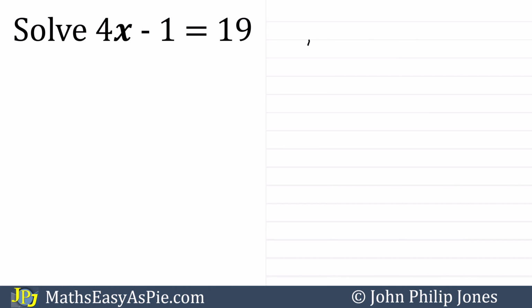I will start by writing out the equation. 4x minus 1 equals 19. Now I have to get the x by itself, and I'll start off by adding 1 to this side and also adding 1 to this side. This will give me 4x.